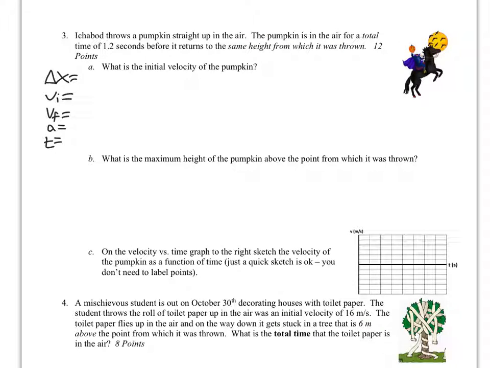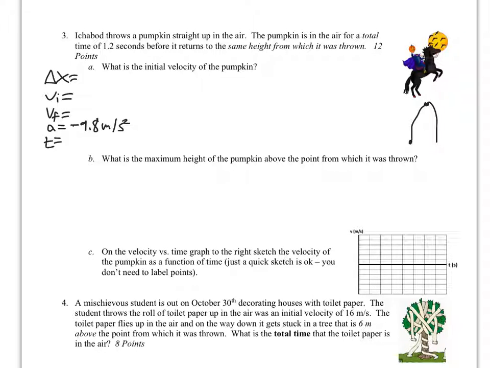Alright, for this next one, we have Ichabod throwing a pumpkin straight up in the air, and it's in the air for a total time of 1.2 seconds before it returns to the same height. Two things I'm going to do here. Number one, I'm first going to fill in my acceleration, of course. We know that no matter what part of this we're thinking about, that acceleration is going to be negative 9.8. And the second thing I'm going to do is I'm going to draw that diagram showing the object going up to the peak and then falling back down.